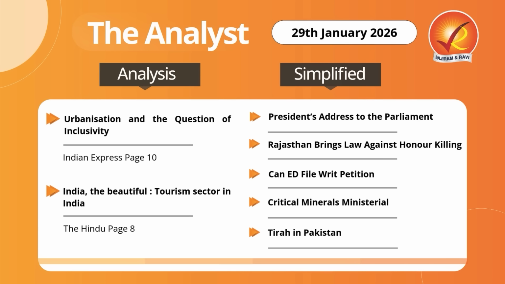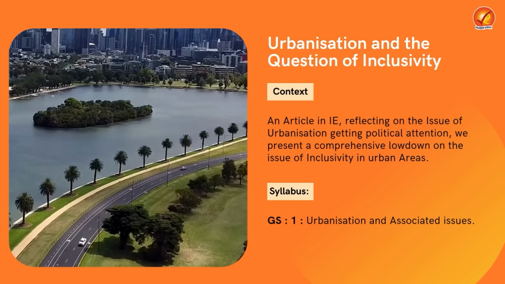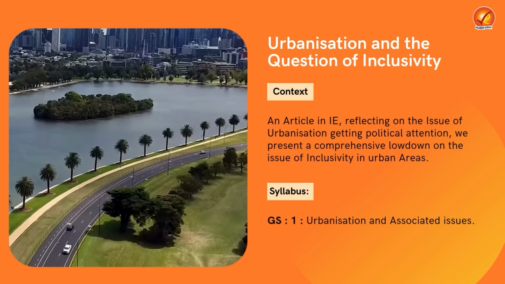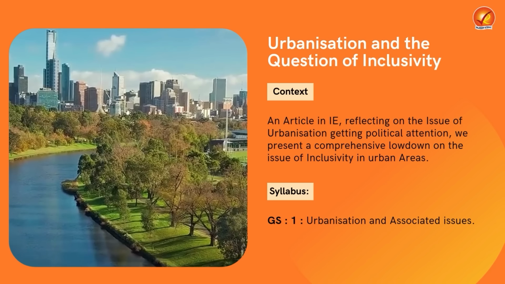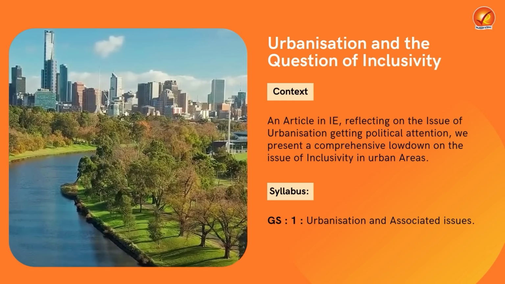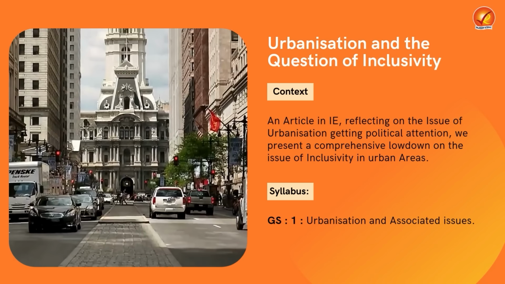Here we discuss 7 articles in 2 different sections, consolidating your current affairs preparation for UPSC CSE at one place. In the first analysis section, we discuss urbanization and the question of inclusivity. We discuss this in the context of an article appearing in the Indian Express reflecting on the issue of urbanization getting political attention. We now present a comprehensive lowdown on the issue of inclusivity in urban areas.